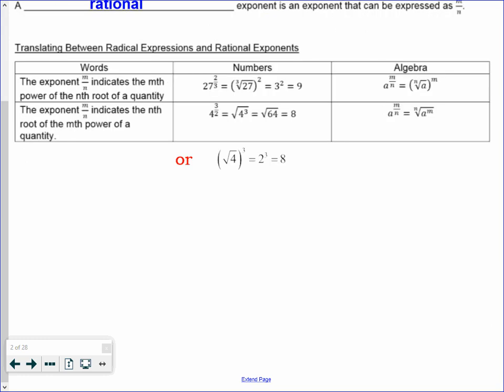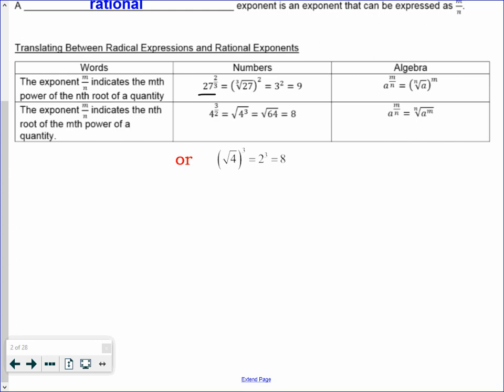So let's go down below here where we have this table. On this table, it's going to tell us how we translate between a radical expression and a rational exponent. In the first row, we see that the exponent m over n indicates the nth power of the nth root of the quantity. So if we have 27 to the 2 over 3, we can rewrite this as the cube root of 27 all raised to the second power, right?